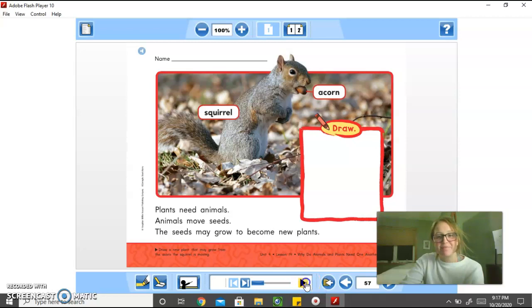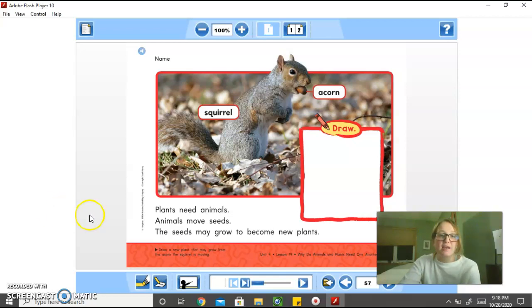Let's listen. Squirrel. Acorn. Draw. Plants need animals. Animals move seeds. The seeds may grow to become new plants. Draw a new plant that may grow from the acorn the squirrel is moving.